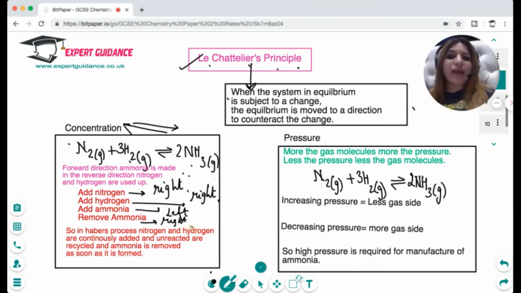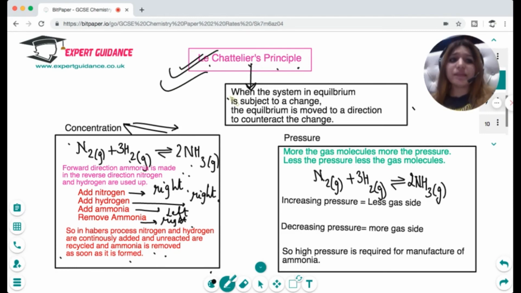So in Haber's process, nitrogen and hydrogen are continuously added and unreacted gases are recycled, and ammonia is removed as soon as it is formed, so that we always have the reaction shifted towards the right and a higher yield of ammonia. Okay, so remember this principle, and if you do the question exactly the way I'm telling, you will never ever make a mistake. So see what factor we are changing, and then what is the counter of that factor and which direction it is happening.